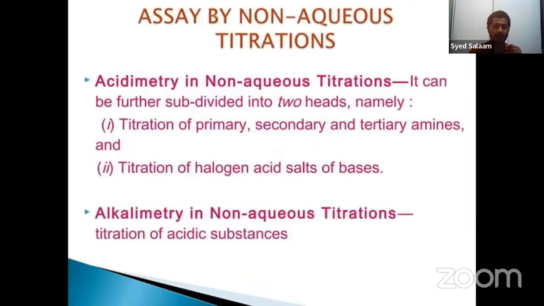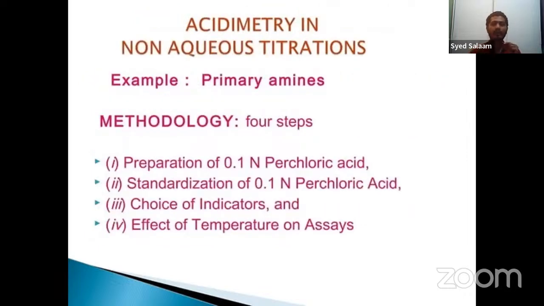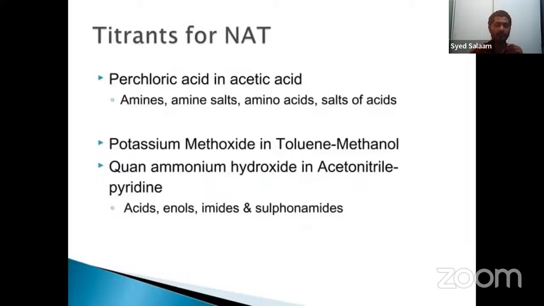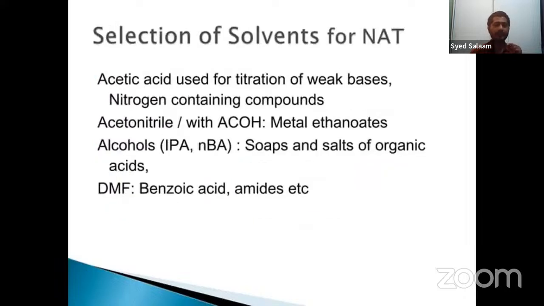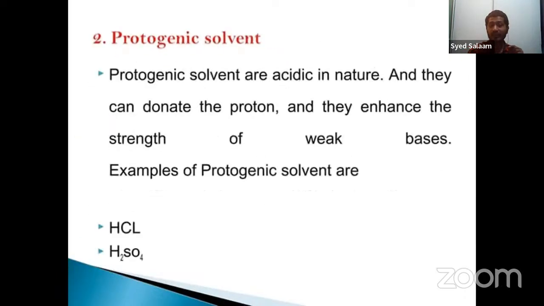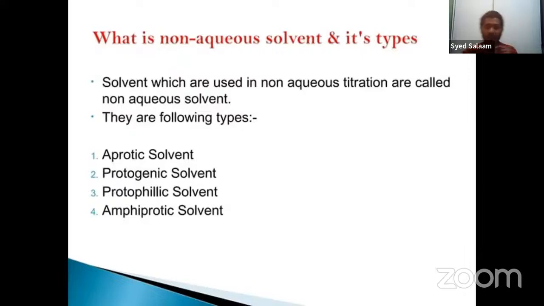We have a certain list of compounds which would be used for specific sorts of compounds. Acetic acid is used for titration of weak bases and nitrogen compounds. Acetonitrile and acetic acid, methanol and ethanol, alcohol, isopropyl alcohol, and butanol are used for soaps and salts of organic acids. Dimethyl formamide is used for benzoic acid as well as amides. An important thing here is the various solvents we use in non-aqueous titration.